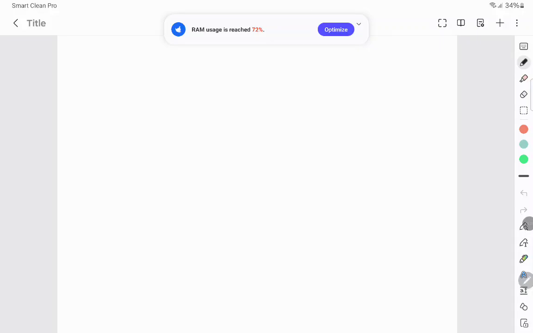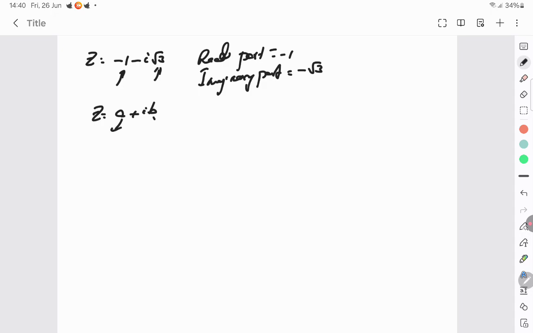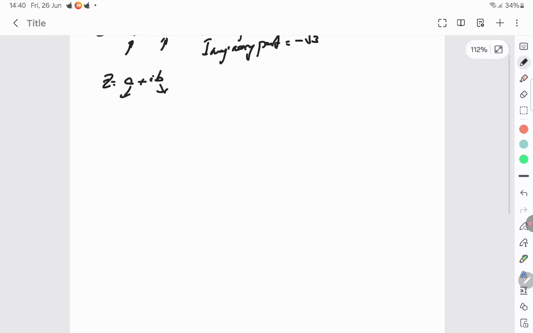So with regard to the second exercise, z is equal to -1 minus i root 3. This is a complex number which has a real part and an imaginary part. What is the real part? The real part is -1. The imaginary part is minus root 3, including the minus. Any complex number is of the form a plus ib, where a is the real part, b is the imaginary part.